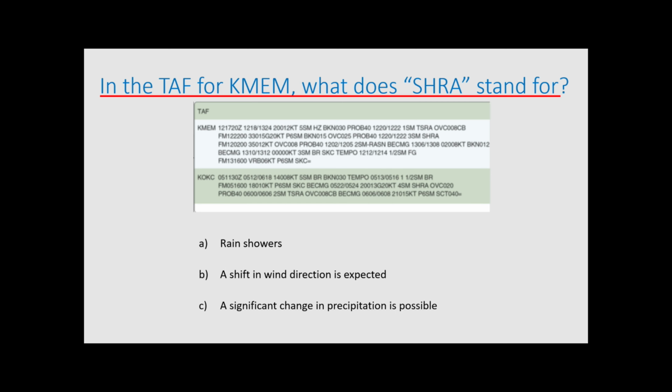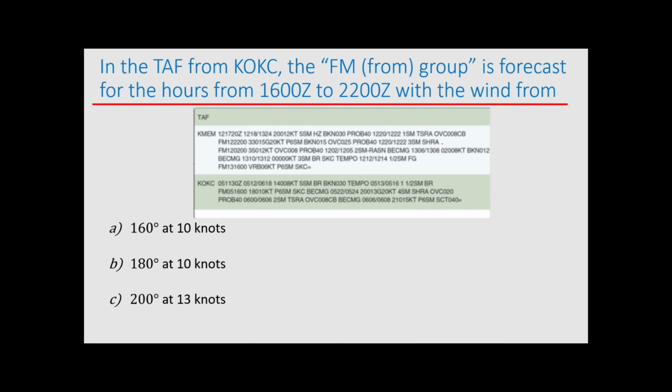In the TAF for KMEM, what does SHRA stand for? Rain showers. In the TAF from KOKC, the FM group is forecast for the hours from 1600 Zulu to 2200 Zulu with the wind from 180 at 10 knots.